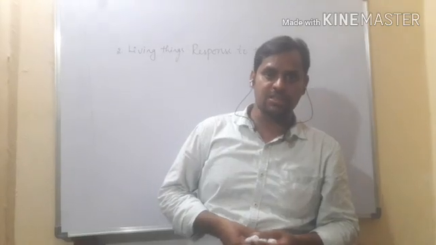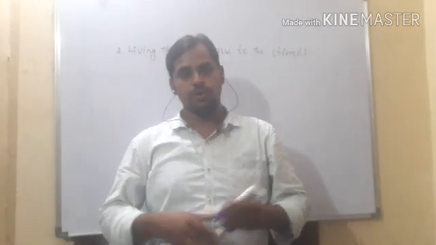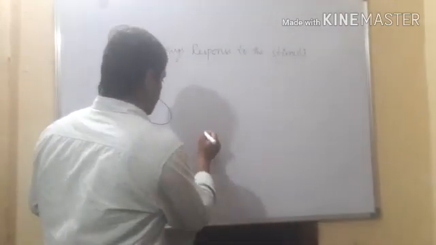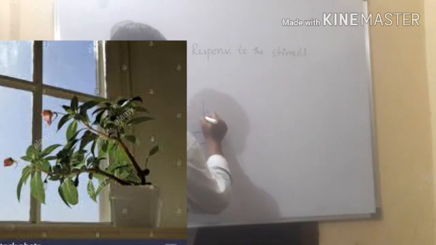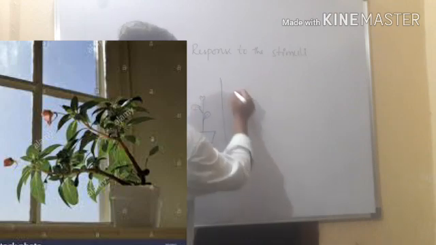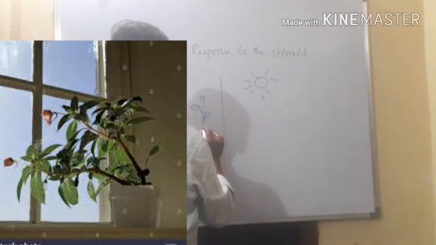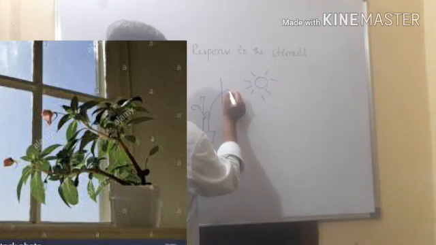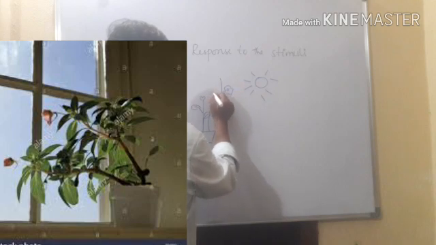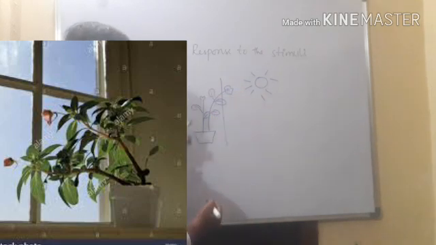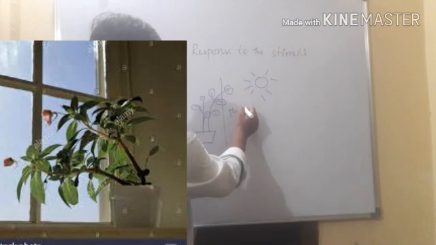Like that, even plants also show a response. If you grow a plant near the window from where the sunlight is coming, then slowly the plant bends towards the sunlight, like this. So it is called phototropism.